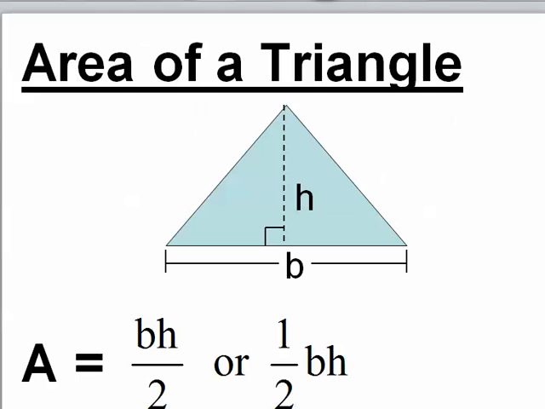The next figure we're going to talk about is the area of a triangle. The area of a triangle is base times height divided by 2, or 1/2 base times height. It's the exact same thing, so use whichever way you're most comfortable with. The base will just be this side of our triangle. The height goes from the opposite vertex down to that side at 90 degrees, so it hits perpendicular.